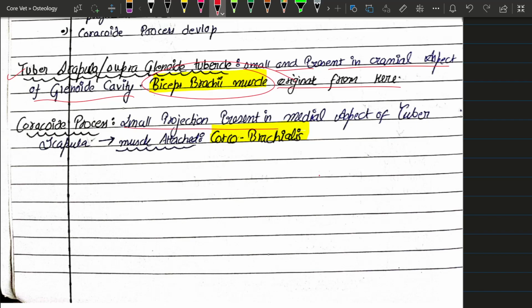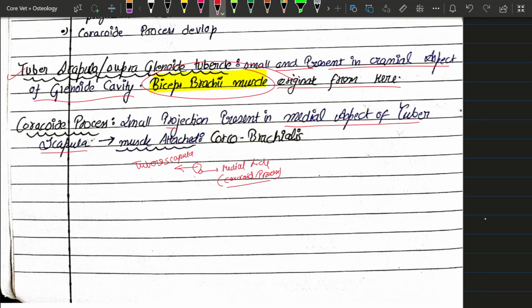And there is a small projection present on the medial aspect of the tuber scapula. The tuber scapula is on the cranial aspect, and just medial to it, on the medial side, there will be what? Coracoid process. Okay, meaning a coracoid extension is there.